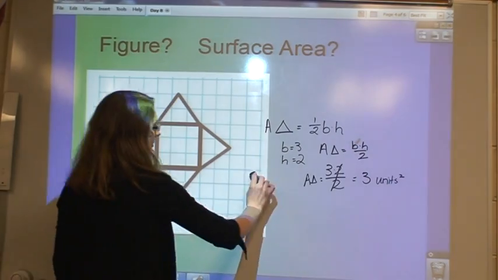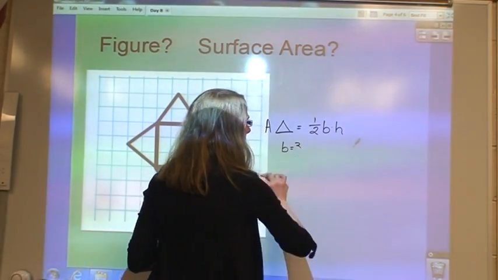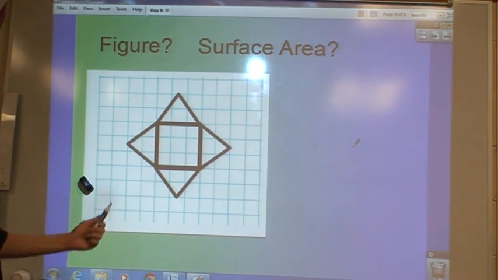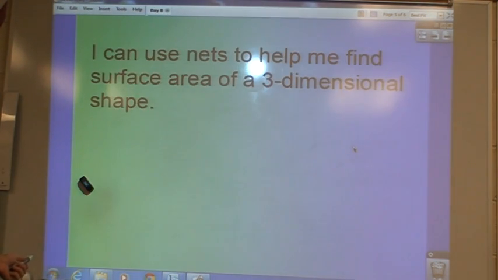Tomorrow you're going to have to be able to do that on your own, so make sure that you understand. If not, watch the video again and see what happened there. I'm hoping you can see those blue lines pretty well on the camera. And that's it for this video. So hopefully you feel like you can use nets to help you find the surface area of a 3-dimensional shape.